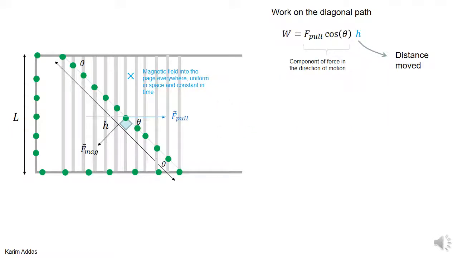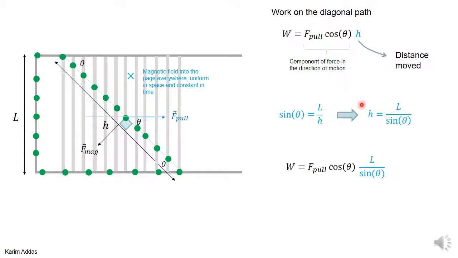Okay. Now, if you want to calculate the work for this part, which is the only part that contributes to the work, no other part contributes, you get the component of the force in the direction of motion. This is the force that's going to be responsible for the work. So let's get its component in the direction of motion, in this direction. The component in this direction is F pull cosine theta. And then you multiply by the actual distance that the charge has moved. The charge has moved from here to here. So this distance, we call it h. So it's the component of the force in the direction of motion times the distance.